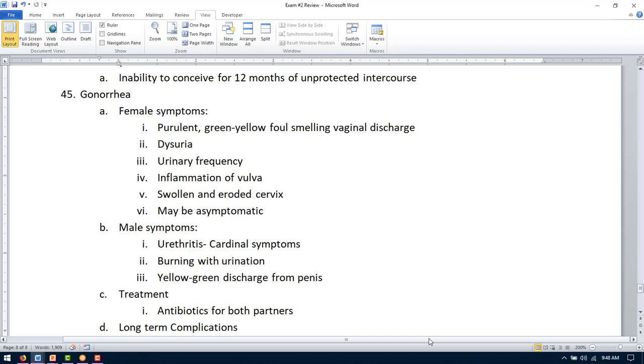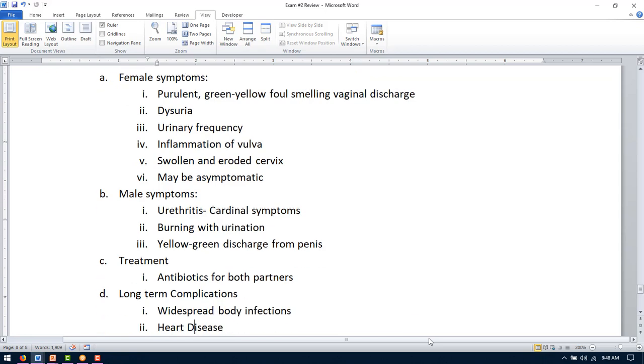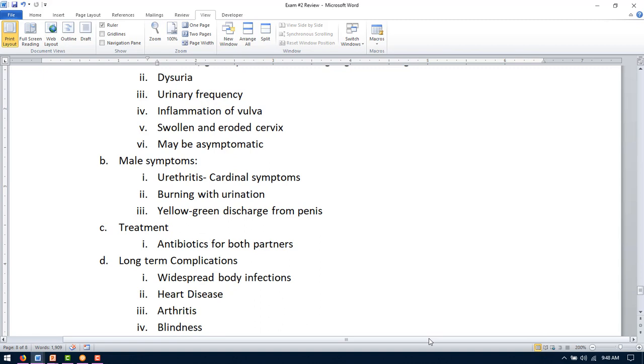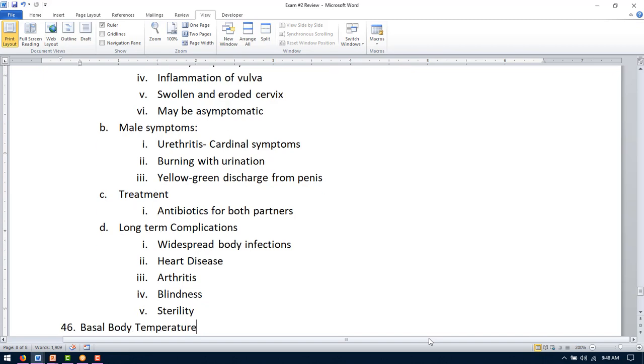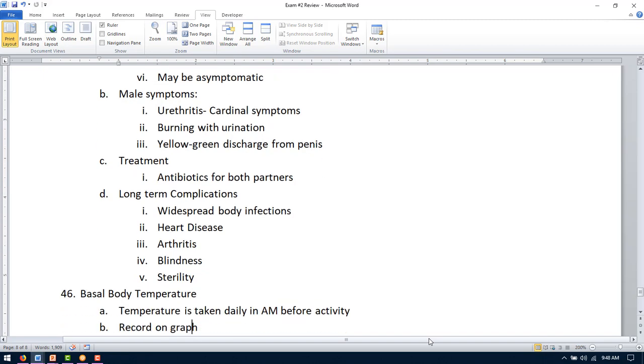Male symptoms, they're going to have urethritis, which is the telltale sign. Burning with urination. They're also going to have the yellow-green yucky drainage from their penis. Treatment, they're going to be treating both partners, antibiotics. Long-term complications, they're going to have more infections, heart disease, arthritis, blindness. Then they may become sterile.